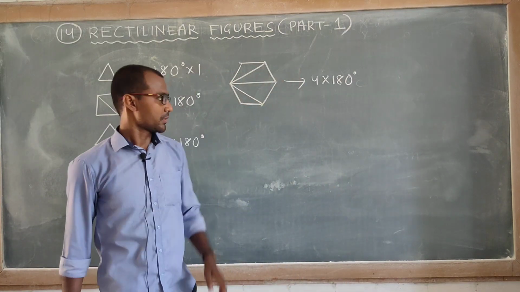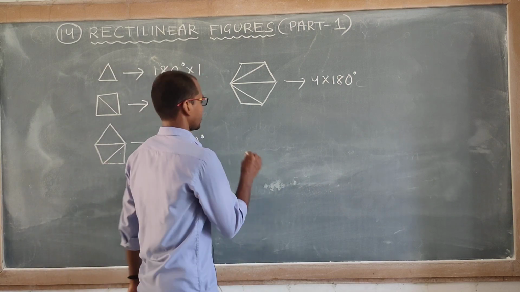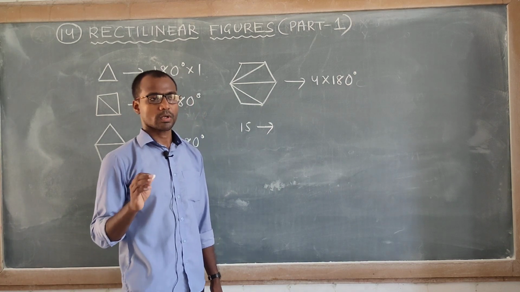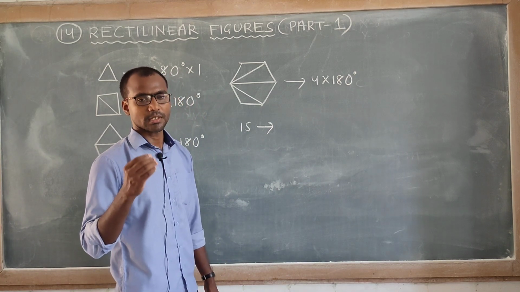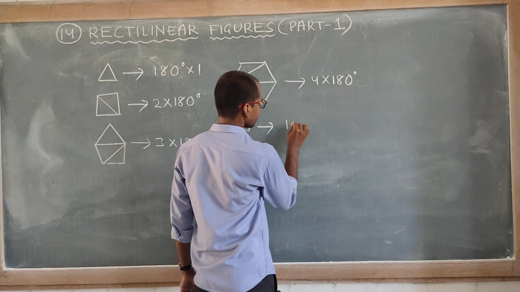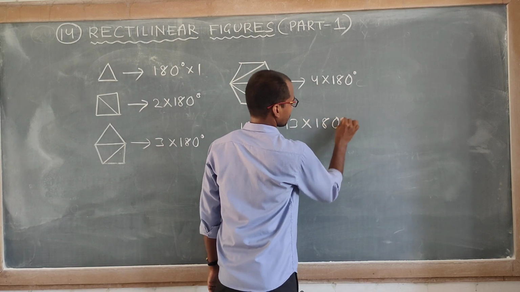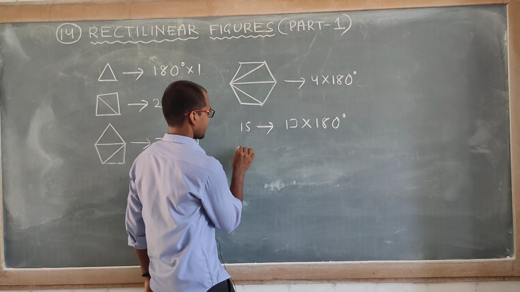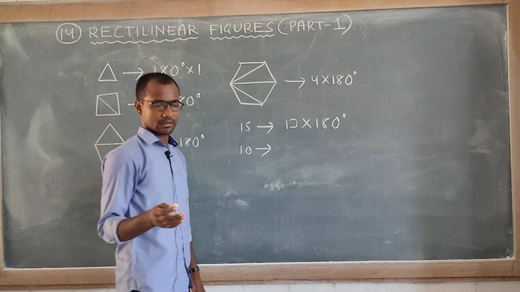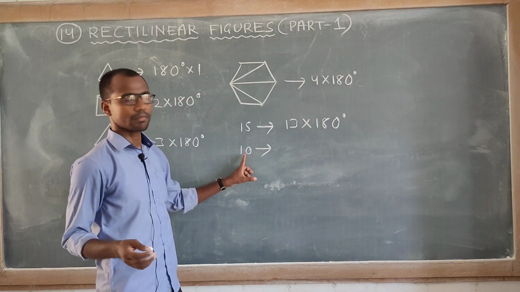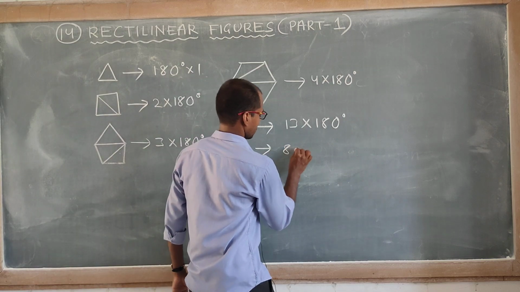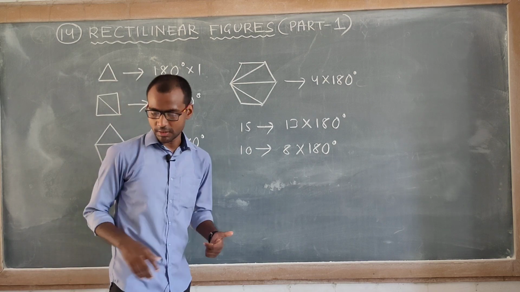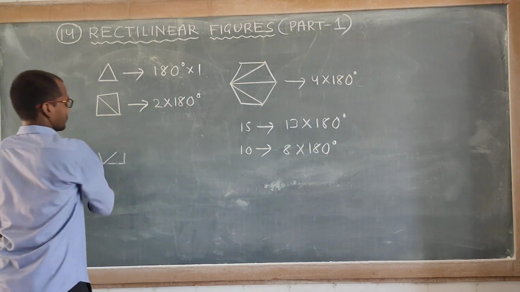That means if a polygon has 15 sides, then sum of its interior angles will be 13 into 180 degree, 2 less. If a polygon has 10 sides, the sum of its interior angles will be 10 minus 2, that is 8 into 180 degree. So from this we get a relation, we get a formula.